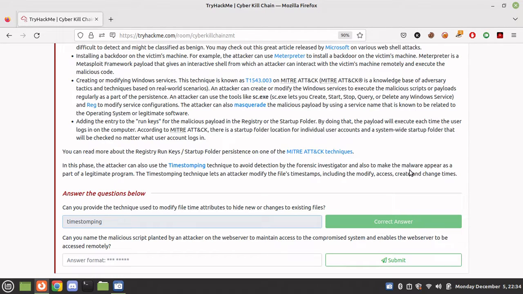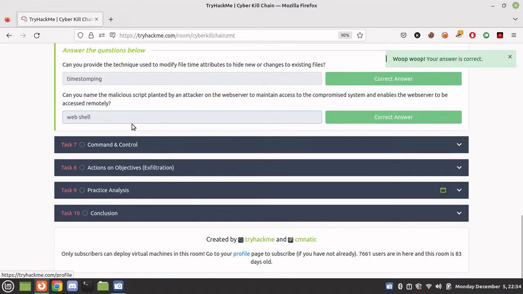So basically this is a time storming is a great way, and Meterpreter can do that very easily. Can you name the malicious script planted by an attacker on the web server to maintain access to the compromised system and enables the web server to be accessed remotely? It will be web shell, as I said.